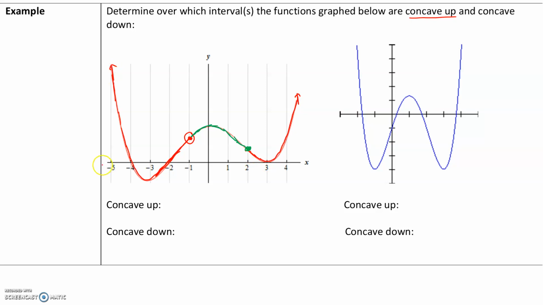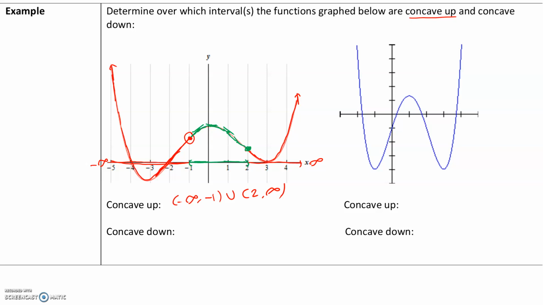So over this interval from -infinity to -1, the graph is a U shape or concave up. Also from the interval 2 to infinity, the graph is also a U shape, so this is concave up. This middle part is an M shape. So from -1 up until +2, this is concave down because the slopes are going from positive to 0 to negative. Slopes are decreasing, so this is concave down.